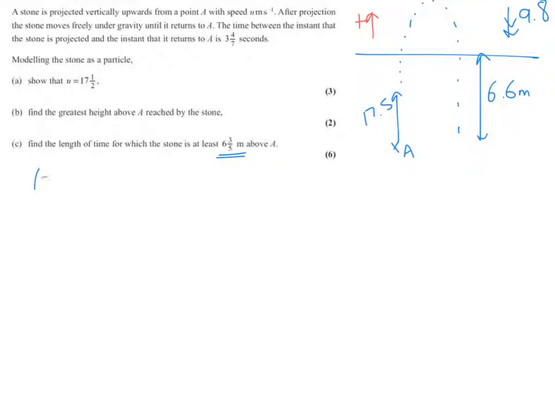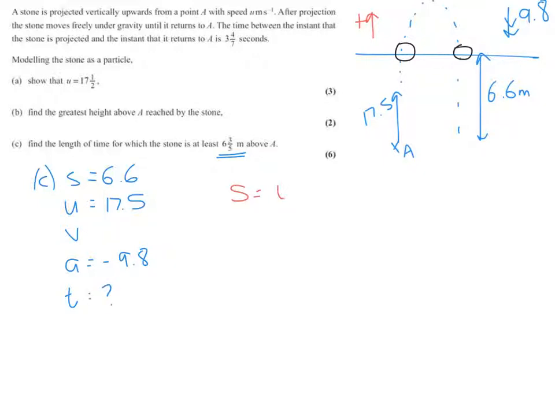So we'll have a look from Suvat to see what data we've got available. We know that the displacement we're looking for is when it's exactly 6.6 meters above, because then we're going to find the 2 times of when it crosses that 6.6 meter line and then find the difference between them. So we're looking for the exact displacement of 6.6. We know we're starting off at 17.5. We know nothing about the velocity at that stage, so we've got to leave that one blank. And we know acceleration is still due to gravity. We're asked to find time.